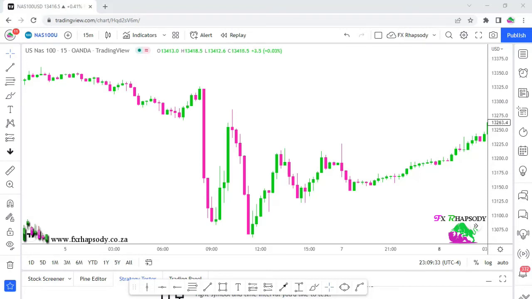Today we're going to be looking at part 2 of our Nasdaq trading. We're going to be focusing on how the fundamentals, the news, affect Nasdaq.